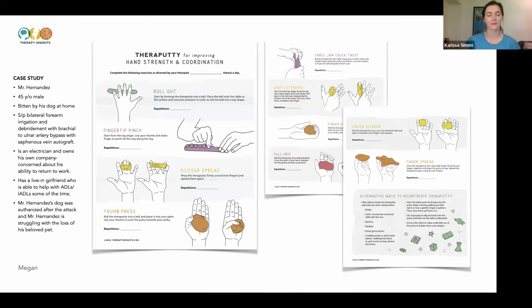And then Megan, you picked Theraputty for improving hand strength and coordination. Can you tell us about this handout? Yeah, so I think this one again has really nice pictures, really simple ways to show a good HEP for improving your hand strength. I know, again, similar to Chris's thought process, very motivated. He, I think, would certainly follow through with an HEP. And these are just good ways to be able to do that at home.